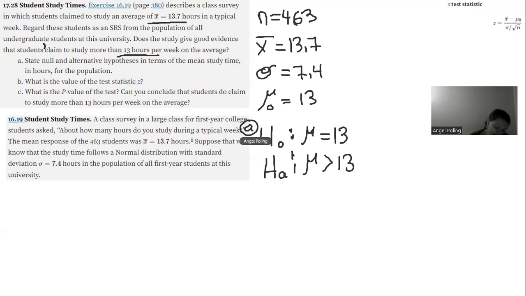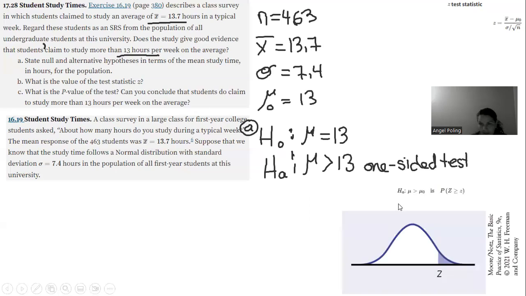When you state your hypotheses, you also make the acknowledgement that this is a one-sided test. That way you can use the proper image and p-value. So I like the summary on this chapter, and I like to keep that nearby when I do p-value tests so that I do the right thing. Okay, so step A, complete.